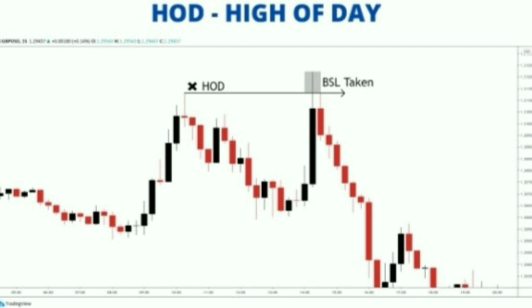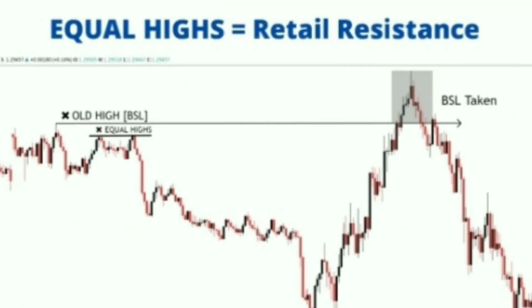High of the day. When the market starts in the morning, it first establishes a high. After a few hours, the market again reverses to the same high, breaks the high and knocks out all the retail traders' sell orders, and after that the market reverses to the downside. So whenever the market takes the stop orders, it changes the direction.